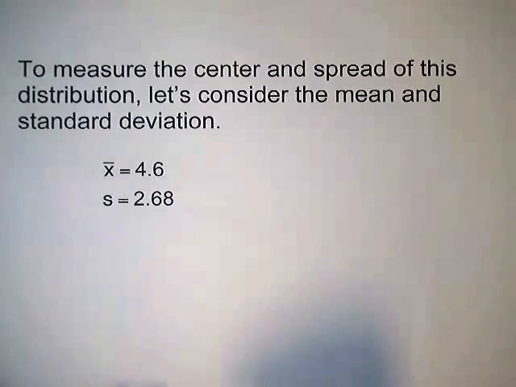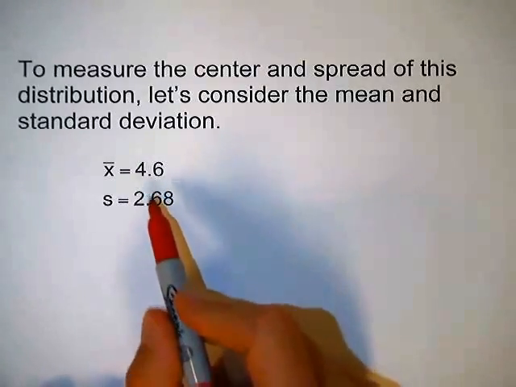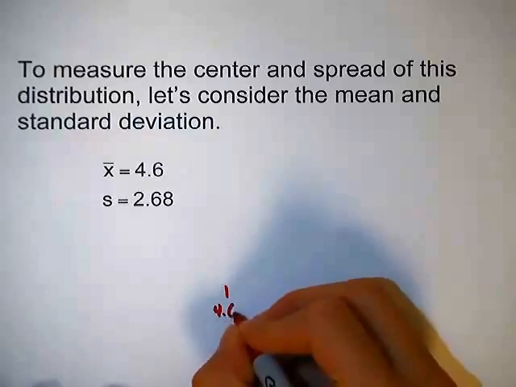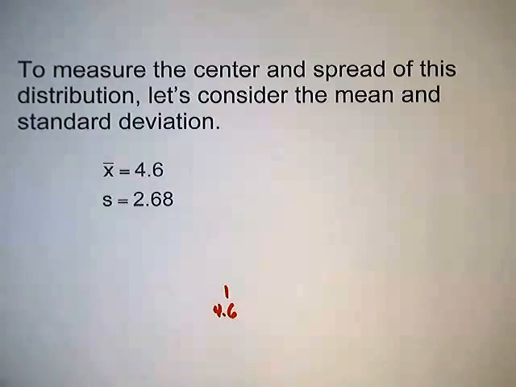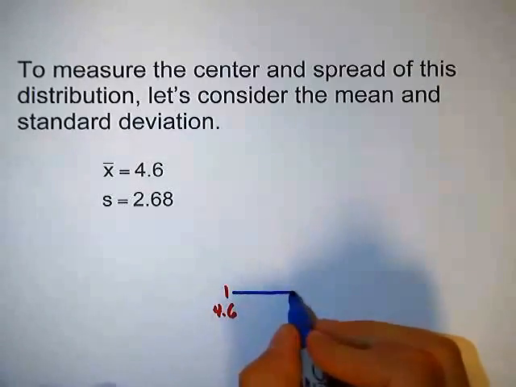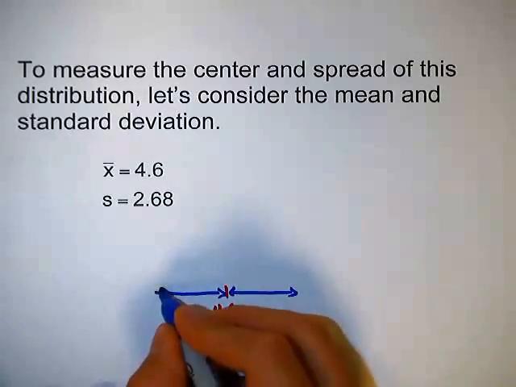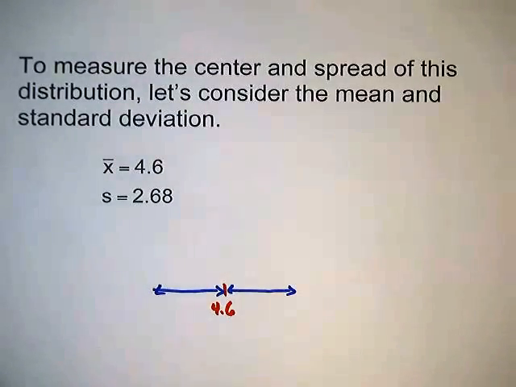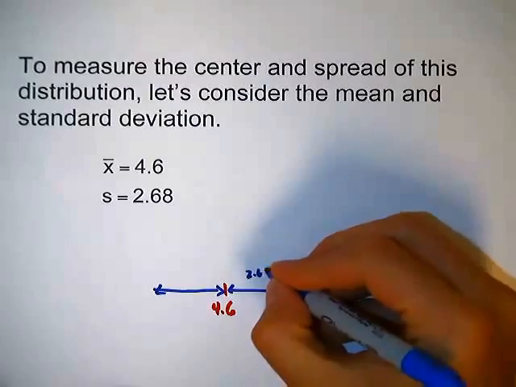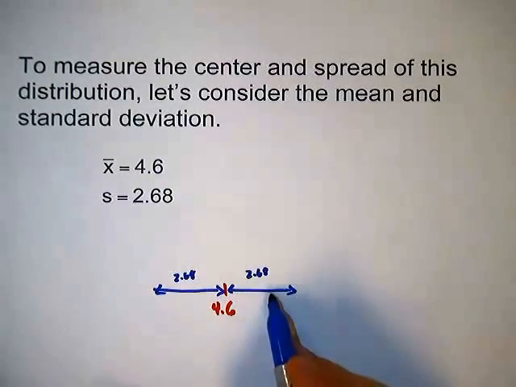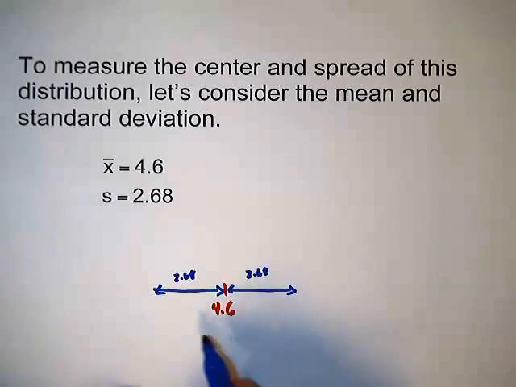Okay, so if we think about how these values are spread out, let's think about 4.6 being in the middle, and then let's think about some standard deviations both above and below the mean. Think of your standard deviation almost like a unit of measurement. So all of these would be 2.68 ranking units away from this mean.